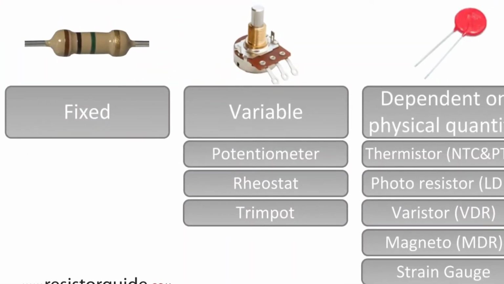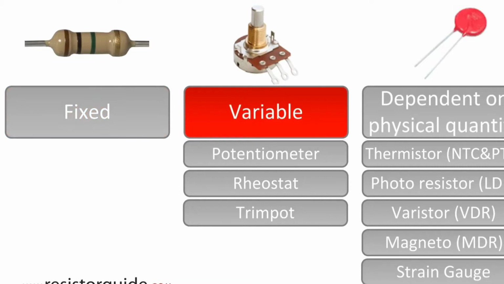Characteristics and construction. Fixed resistors have a constant resistance value and they are the most common type. When people talk about a resistor, they most probably mean a fixed resistor. The picture shows an actual carbon film resistor. Fixed resistors are available in axial and SMD packages.